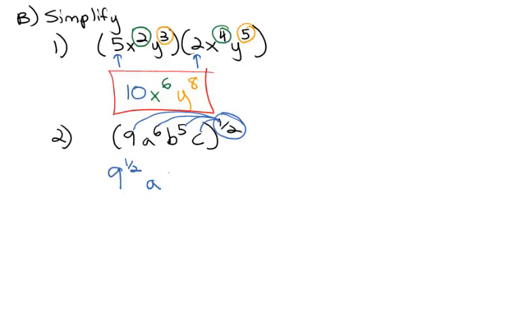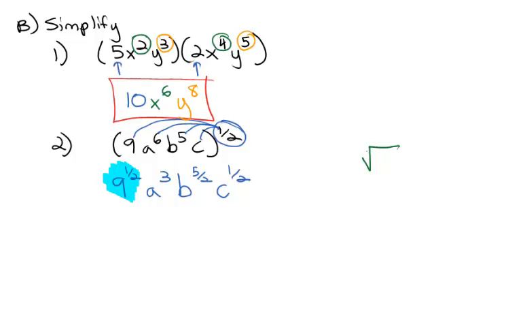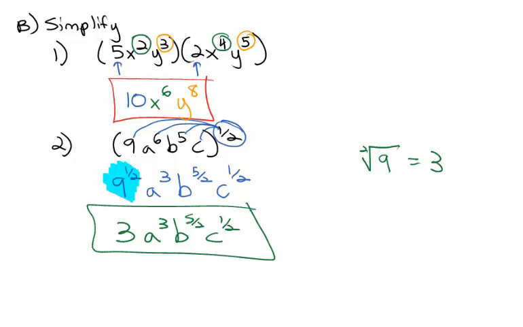A to the 6 times 1/2 is 3. B to the 5 times 1/2 is 5/2. C to the 1 times 1/2 is 1/2 power. Oops, my 9 disappeared on me. I want to take a quick look at that 9 to the 1/2 power because we can actually simplify that. If you remember, 1/2 power would be a square root, a second root of 9. And the square root of 9 is 3, so we can rewrite this as 3a cubed, b to the 5/2, c to the 1/2 as our final solution.